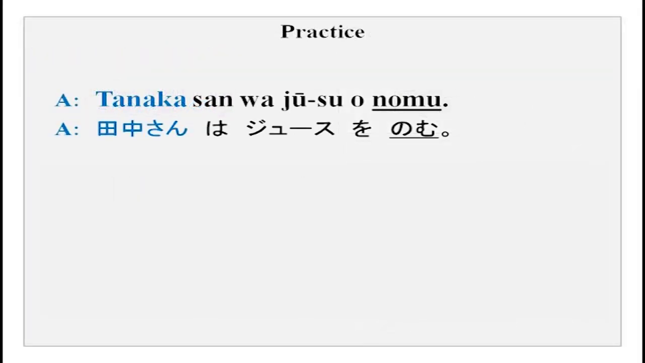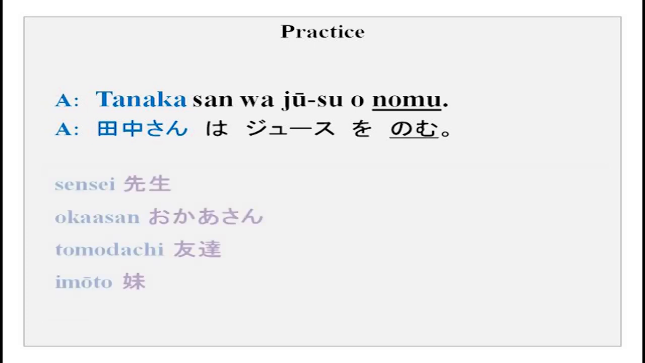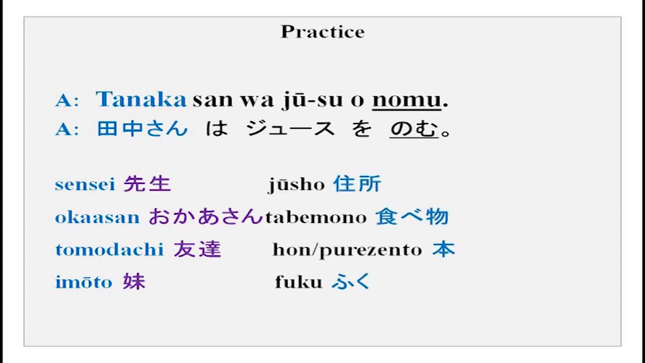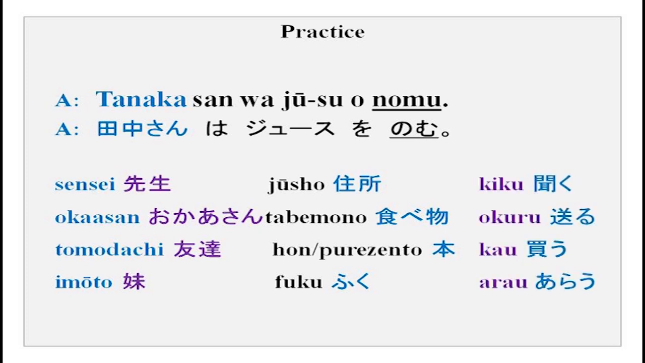Now, Tanaka-san wa juice o nomu. Tanaka-san is going to have juice or is having juice. So, well, for Tanaka-san, you can replace it with sensei, okusan, tomodachi, imoto, I told you earlier also. And you can replace juice with jūsho, tabemono, presento, fuku, and nomu for any of these verbs over here. And I can just tell you this once.